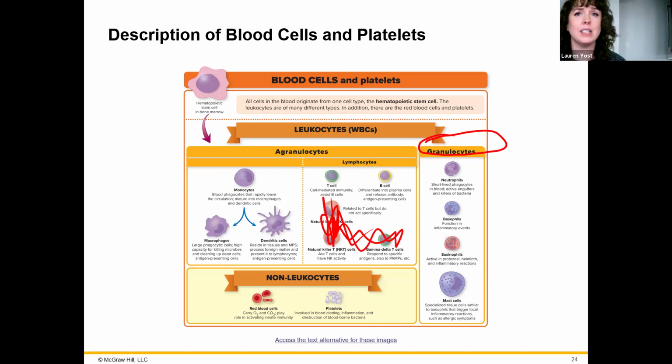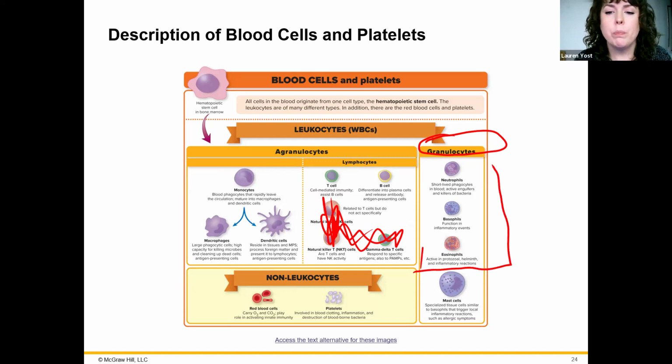Our granulocytes stain as if they have granules in them. The ones I'm going to mention the most, especially for this chapter, are the ones you can remember easily: the phils. Neutrophils, basophils, eosinophils. If it ends in phil, it's definitely a granulocyte. All of them are granulocytes.